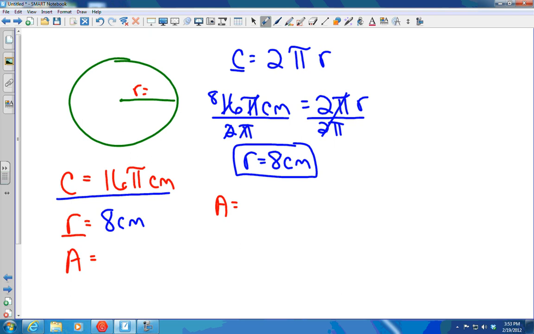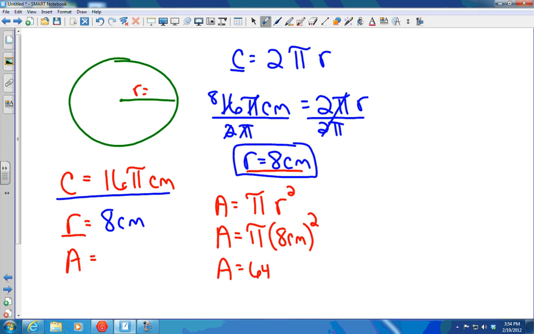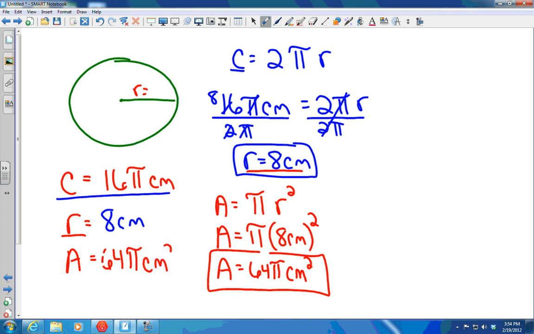Formula for the area of a circle is pi times radius squared. I know radius. So the area equals pi times 8 centimeters squared. 8 squared is 64. So I have 64 pi, and then centimeters squared is centimeters squared. So my area is 64 pi centimeters squared. All right, that's it for circles.